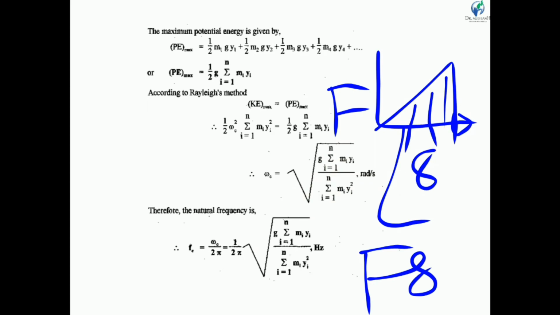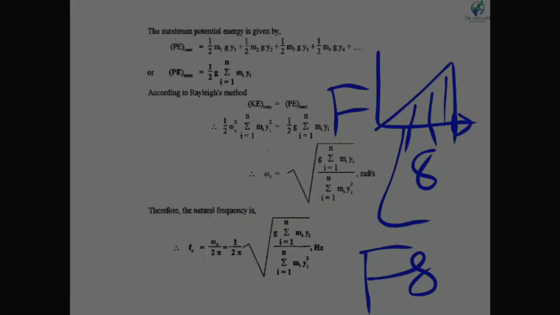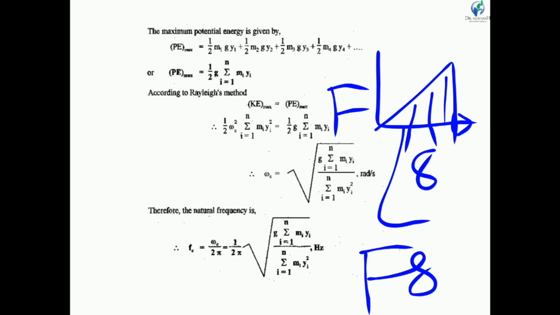So fc, the natural frequency, is omega c upon 2 pi. So 1 upon 2 pi under root g into sigma i equals 1 to n mi yi upon sigma i equals 1 to n mi into yi square. So this is the natural frequency of a rotor carrying multiple masses.